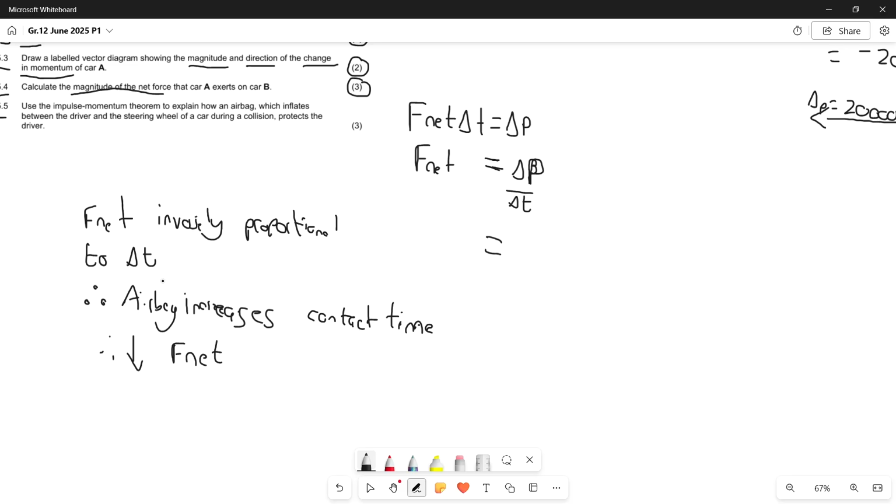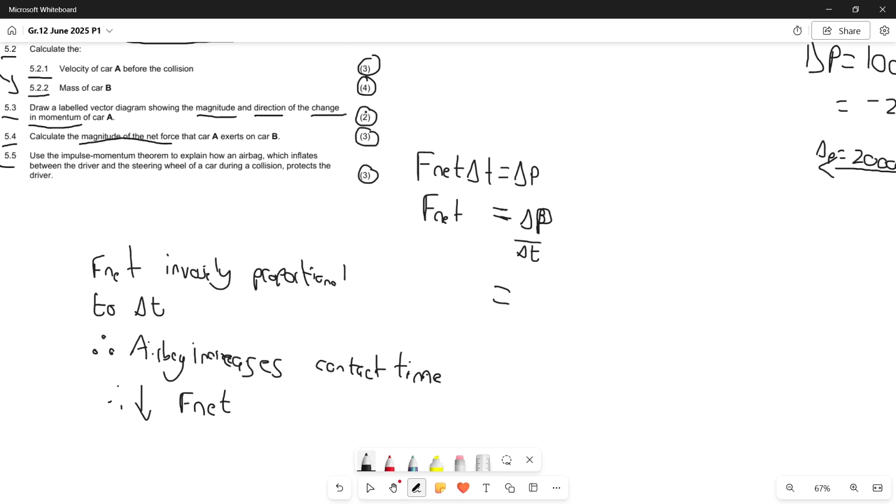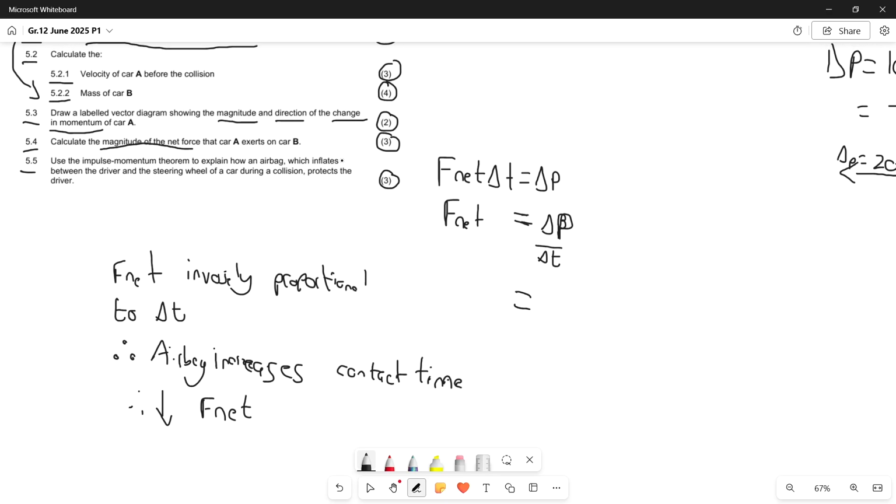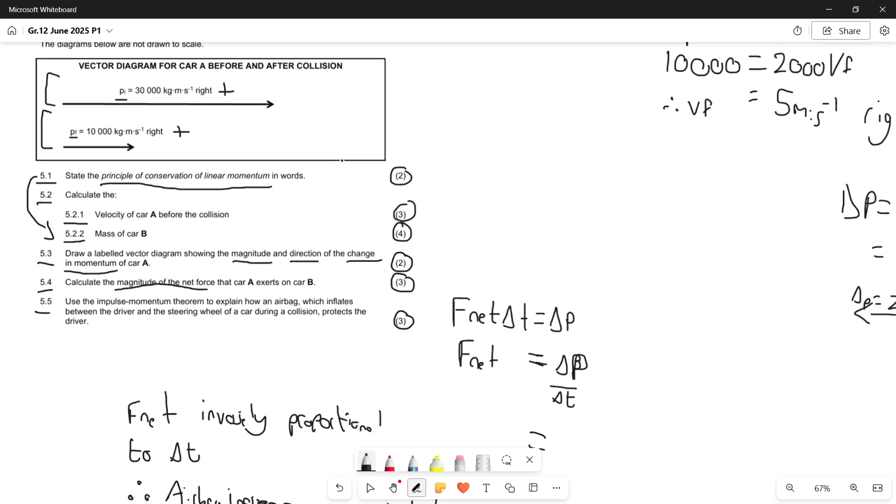And that would earn us 3 marks, showing that we understood that an increase in the contact time decreases the F net and therefore protects the driver during a collision. So that is our final answer over there for 5.5, and that is the whole section on momentum and impulse.